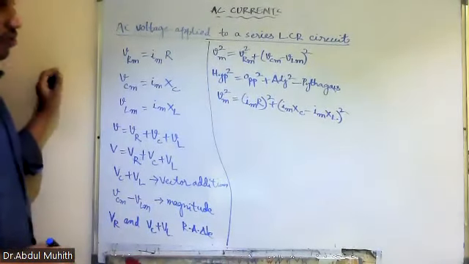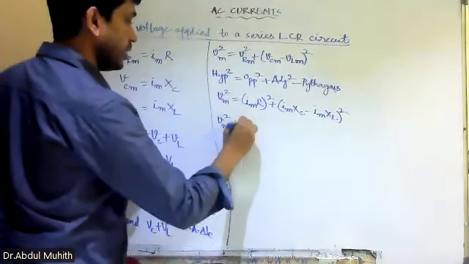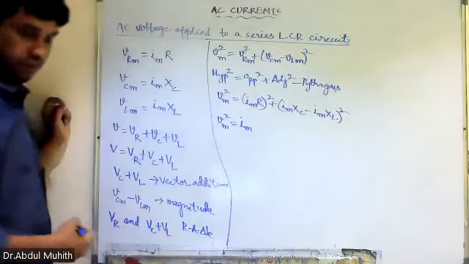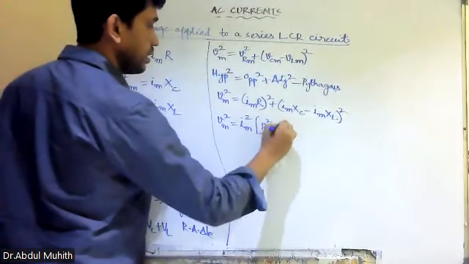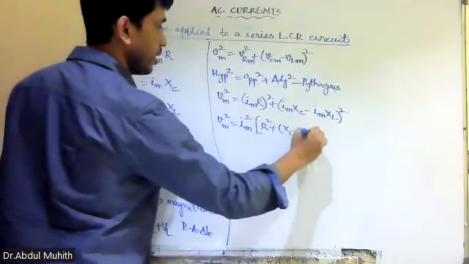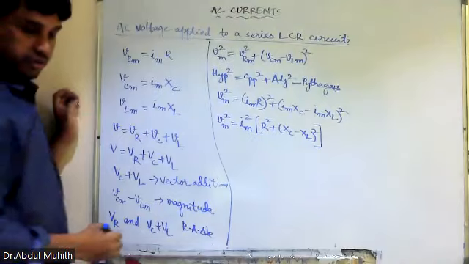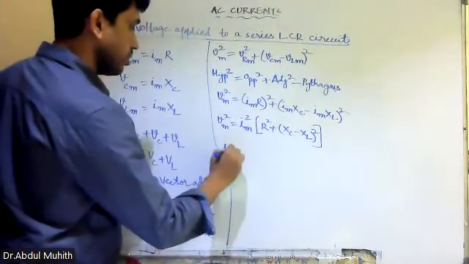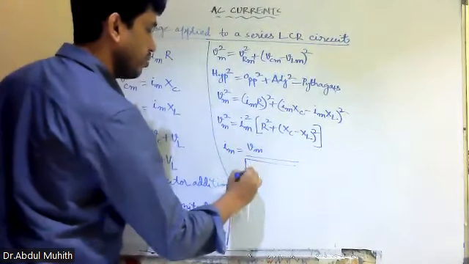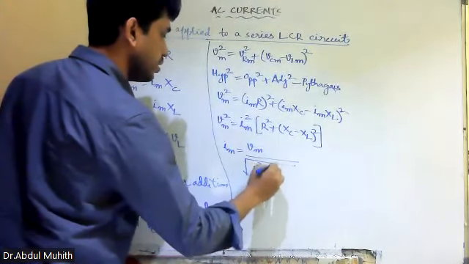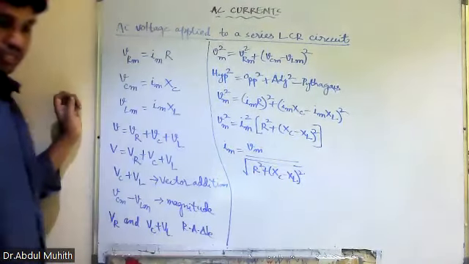Okay. So now what do we get here? Vm square is equal to Im square. When you take Im outside, it will become Im square into R square plus XC minus XL whole square. This is the value. Now what is Im? Im is equal to Vm divided by under root of R square plus XC minus XL whole square.